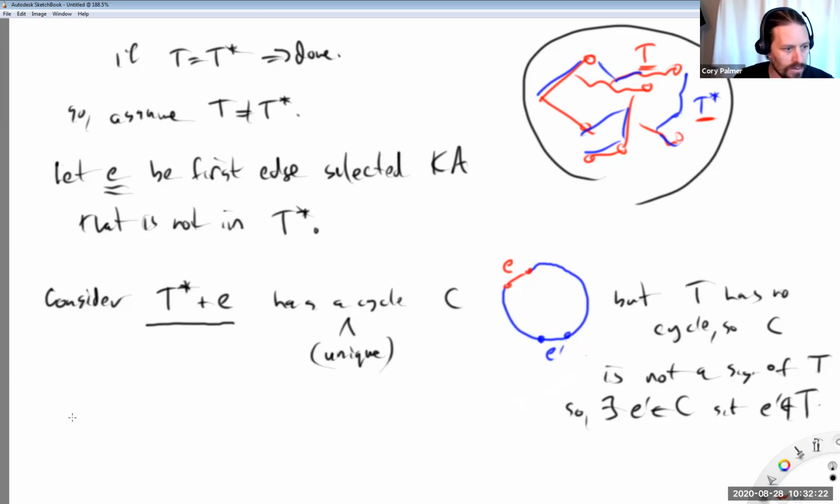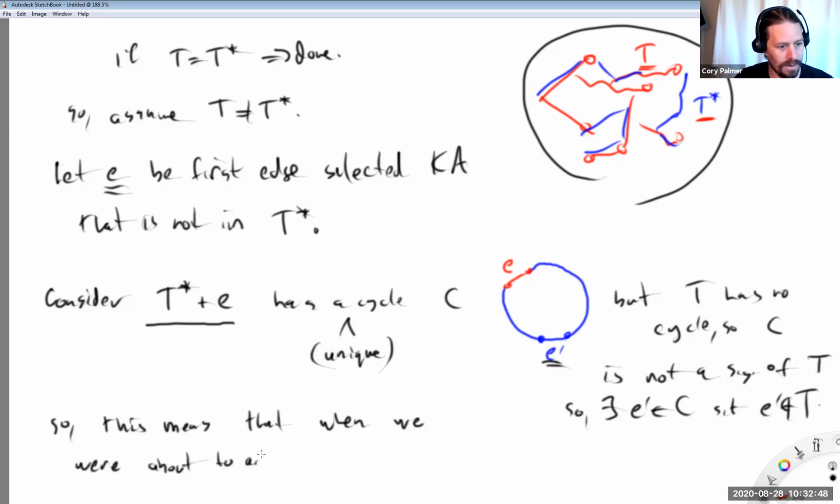All right, so yeah, this means that E prime never appears in T. So this means that when we were about to add E to T, that E prime was available. Okay, so what I'm talking about is the algorithm here. Let's think about the algorithm for a second here.